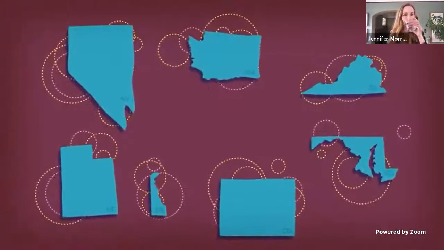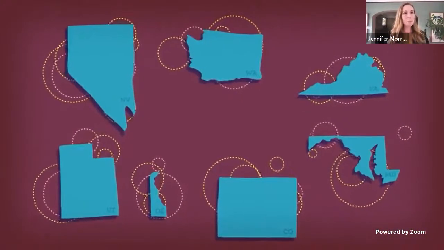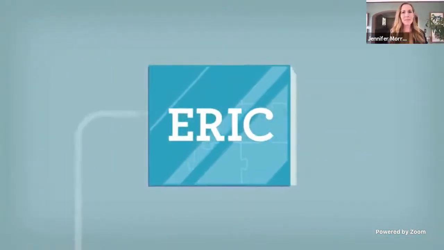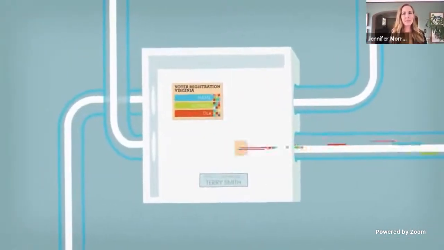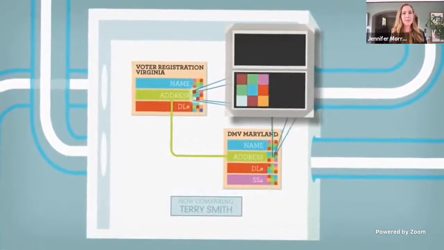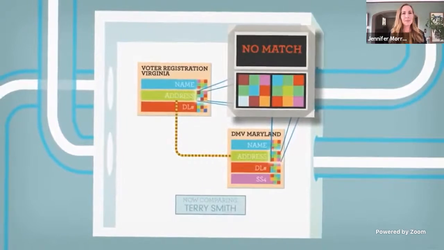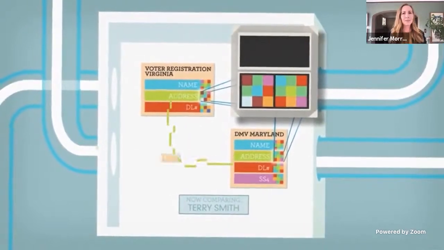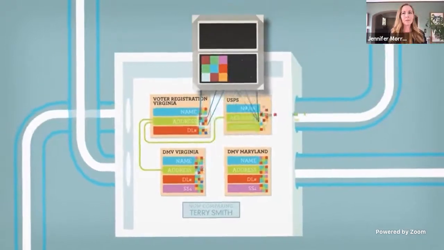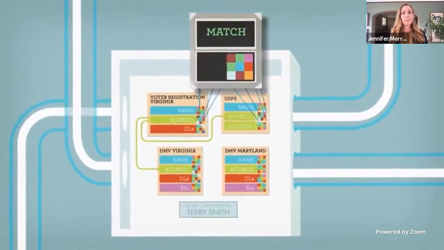To fix this, several innovative states have joined with the Pew Charitable Trusts to build the Electronic Registration Information Center, or ERIC. ERIC is a cost-saving data center that helps each participating state improve the accuracy of their voter list by intelligently comparing their voter data to lots of other information, like those from the DMV, the U.S. Postal Service, the Social Security Administration, and other lists.